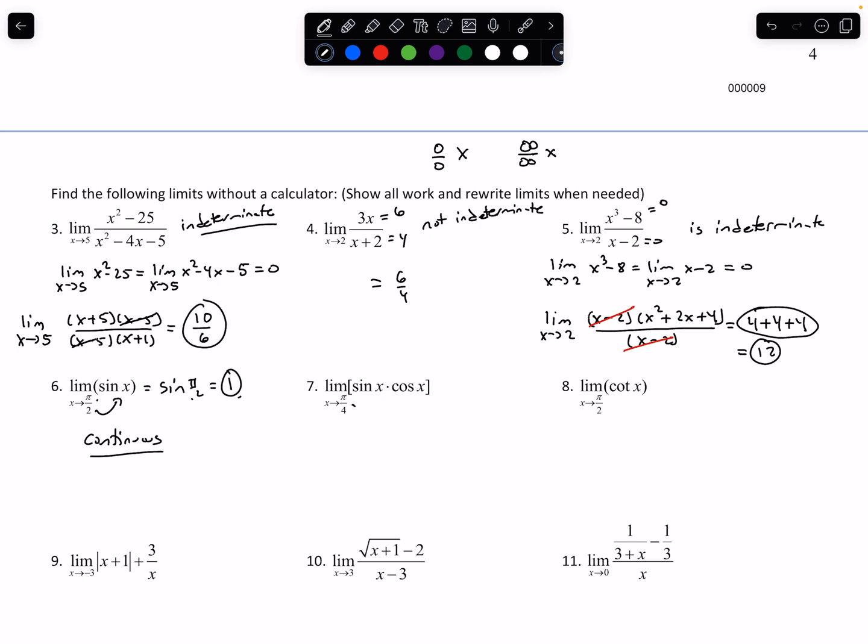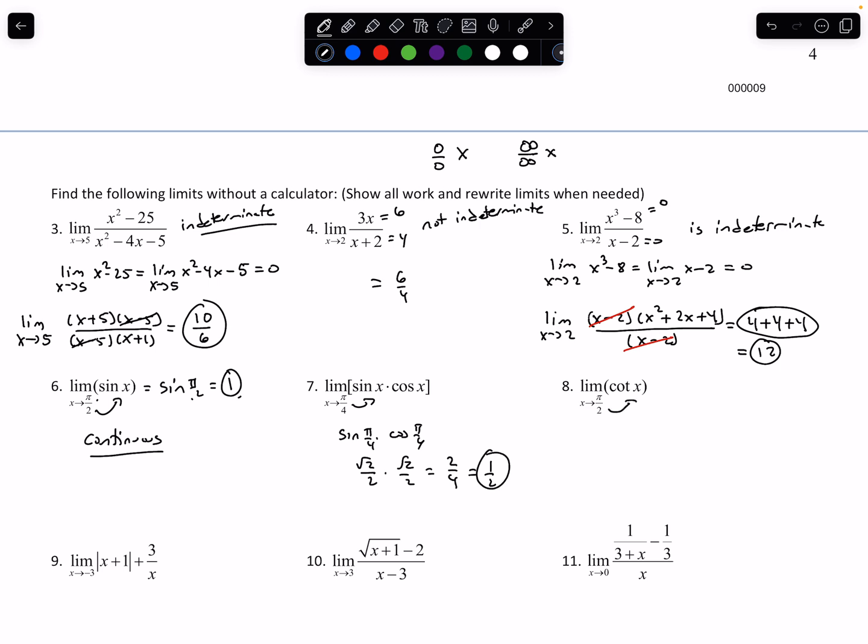All right, let's try this next one here. I can just plug it in. I get the sine of pi over 4 times the cosine of pi over 4, which is just root 2 over 2 times root 2 over 2, which is just, what's that, 2 over 4, and if you want to reduce that to 1/2, you can.